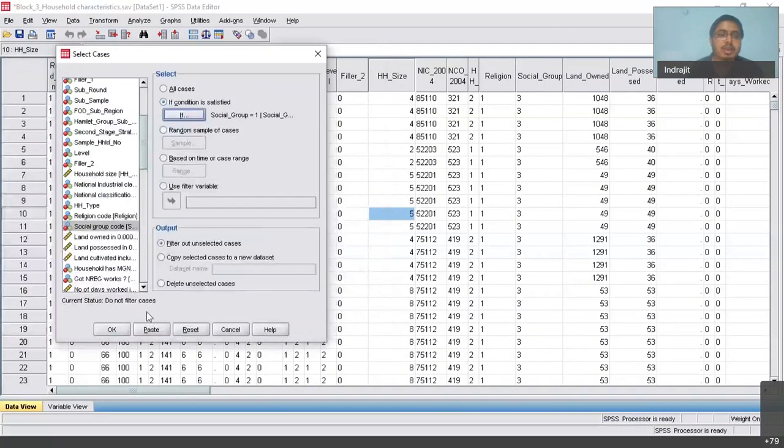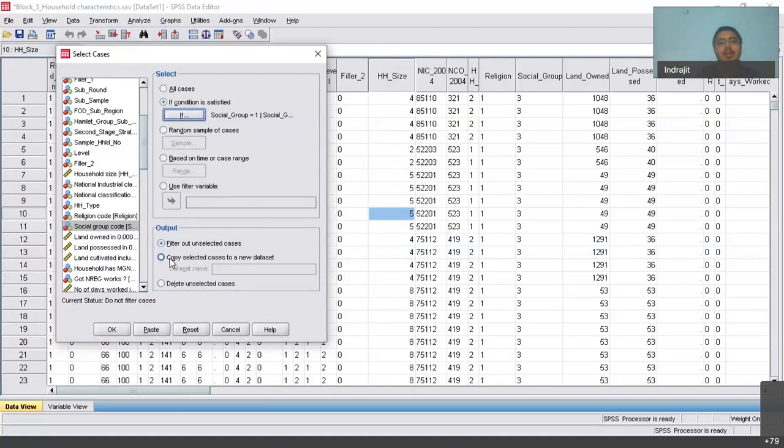Fantastic. Now I am asking you to select it. If you want to create one separate file, you have to click here, Output: delete unselected cases. Then all general, all forward caste, will be general and OBC will be deleted. But you can copy the selected cases to a new data set, and this file will remain as it is.